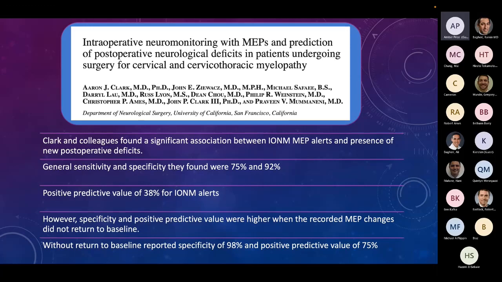And their general sensitivity and specificity were found at 75 and 92%, with only a positive predictive value of 38%. This is one of the earlier studies.